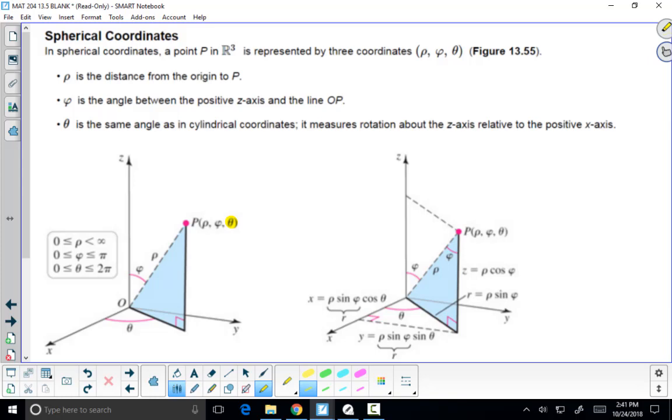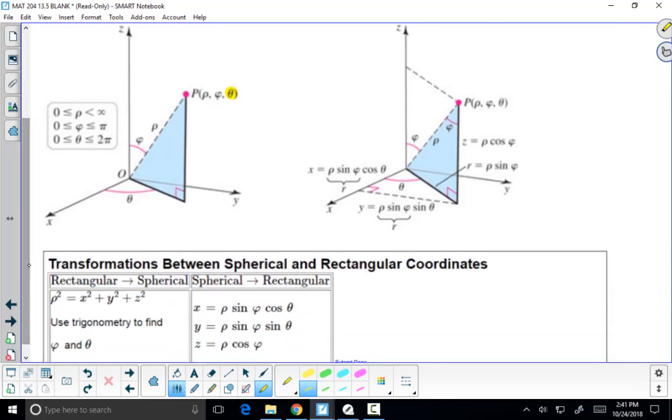Okay, so rho is going to measure the distance from the origin. So that acts kind of like r did in polar. So distance to the origin. Phi is going to measure the angular distance, rotational distance from the positive z axis. Phi will have a range of 0 to pi.